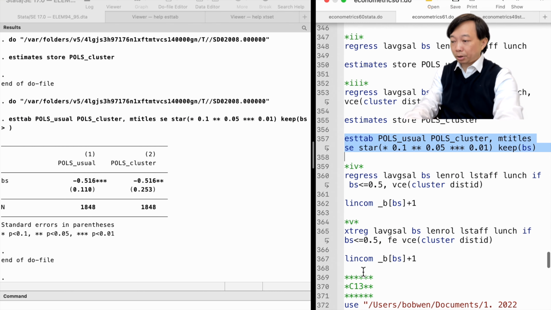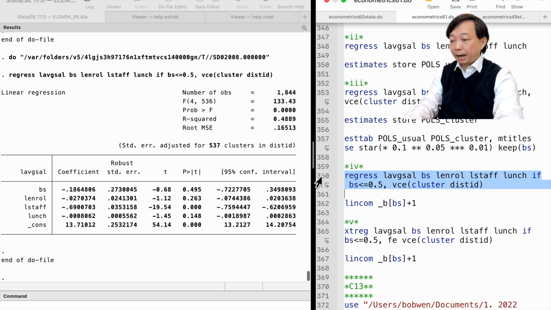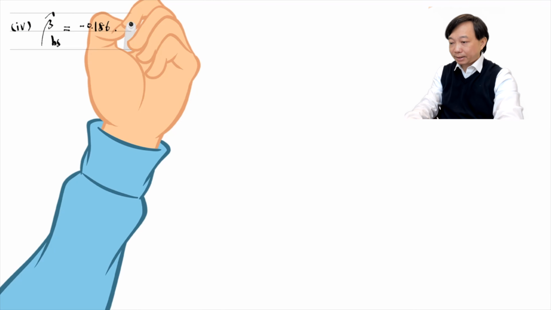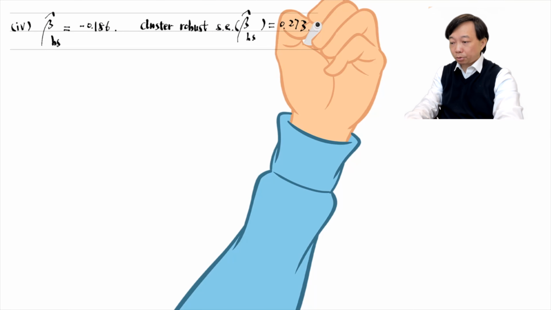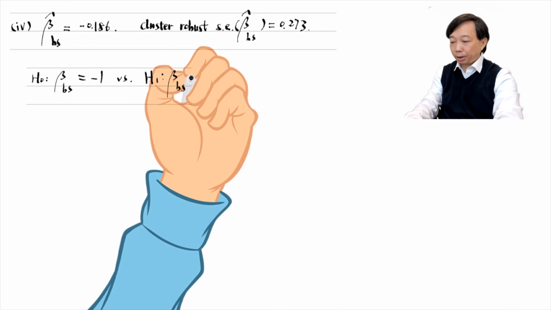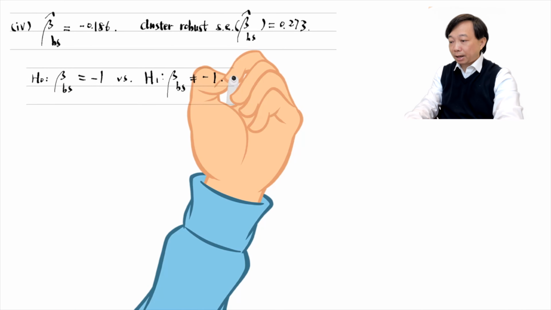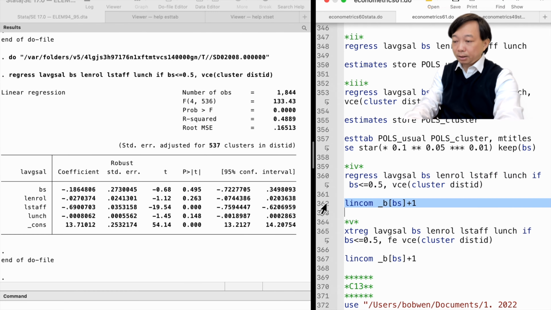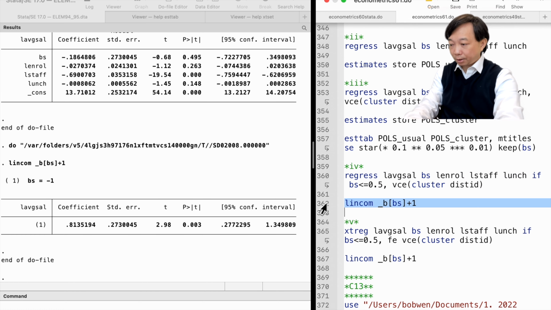Without the 4 observations, we got an estimate of minus 0.186 for BS. The cluster robust standard error is 0.273. The null hypothesis for the salary benefit trade-off is that beta BS equals -1. We can use the lincom command to do the t-test.